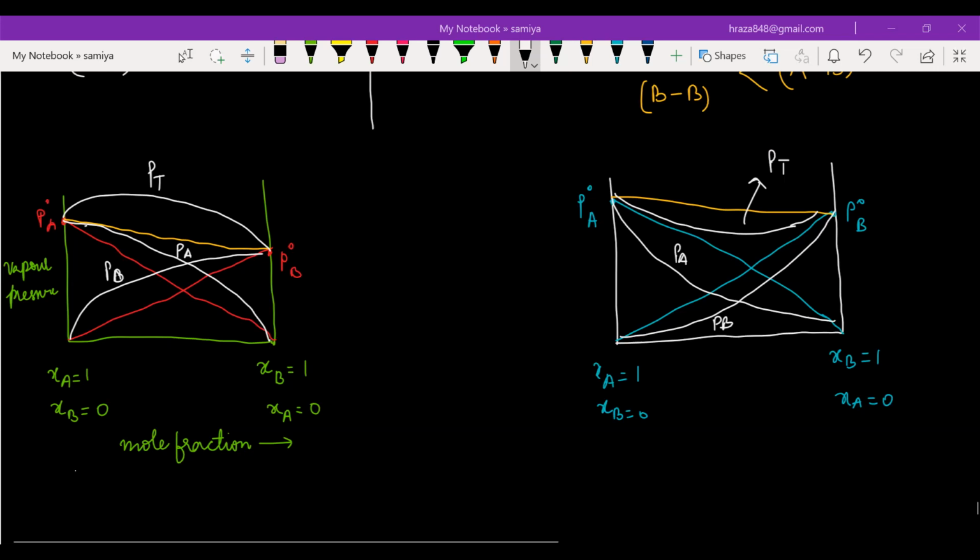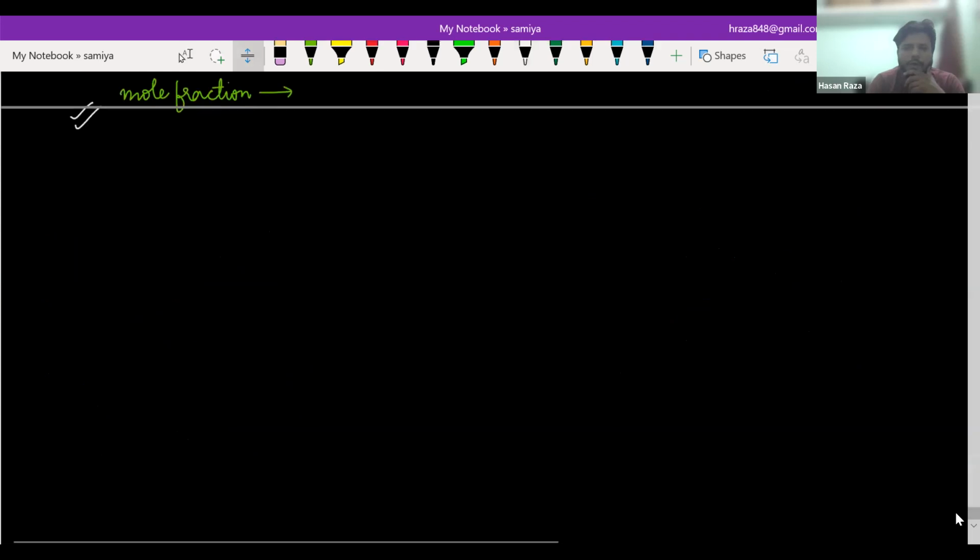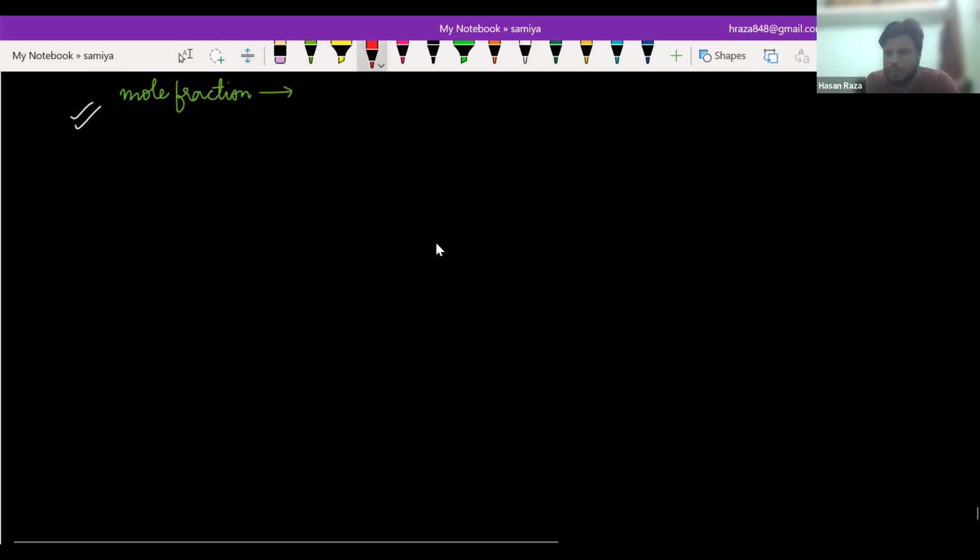So this is the graph for positive deviation. This is the graph for negative deviation. Now, how are we going to find out whether a solution is ideal or non-ideal by just looking at it, or by knowing the name? There is a trick. Generally, we know it by doing an experiment, seeing which one has more vapor pressure and which has less. On that basis, we classify.